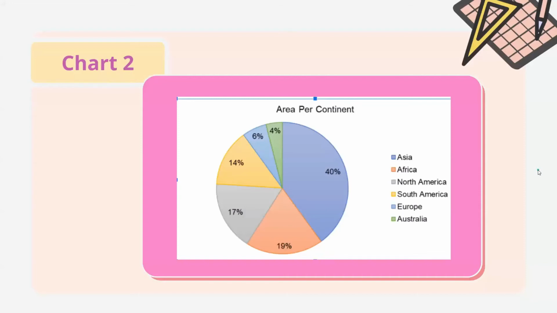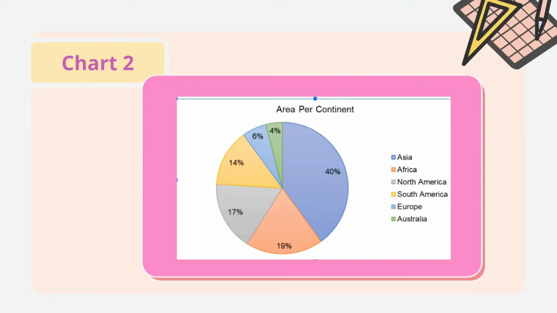Thank you, Ms. Cotejo. This time I am going to interpret chart 2, which presents the area per continent. Based on the presentation, in Asia there are 53,600,000 in total with a percentage of 40%. There are 25,460,000 in Africa with a percentage of 19%.